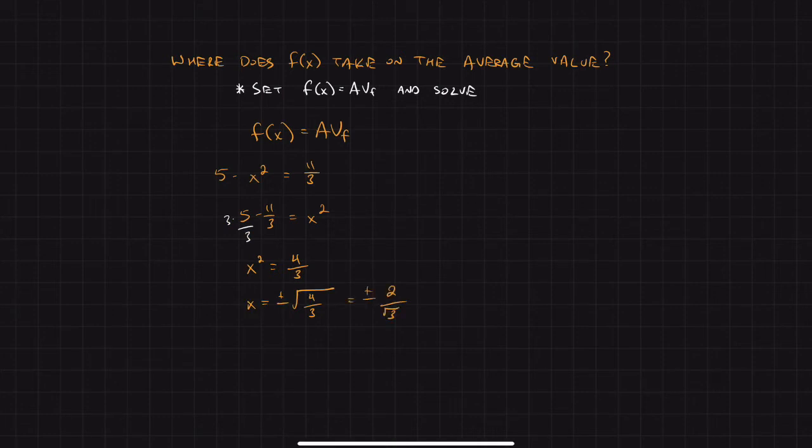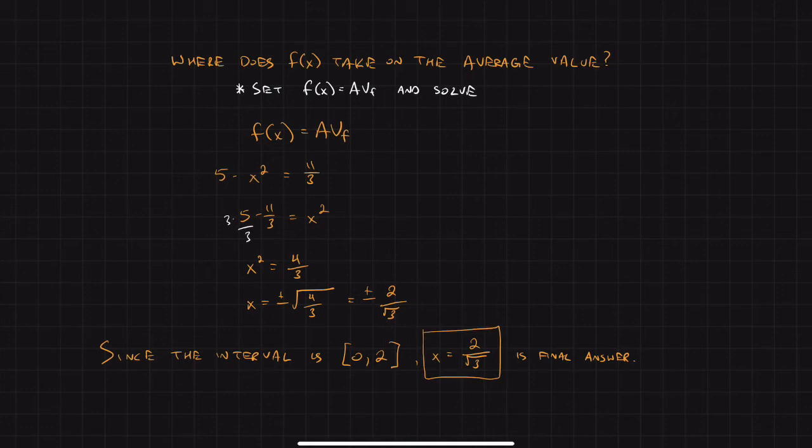So then I get plus or minus 2 divided by the square root of 3. You can rationalize this answer if you want to, but I'm not worried about that. What I am worried about is the fact that we have a positive or a negative answer here, but our original interval just went from 0 to 2. Since the interval is from 0 to 2, the positive answer is the only legitimate one here.